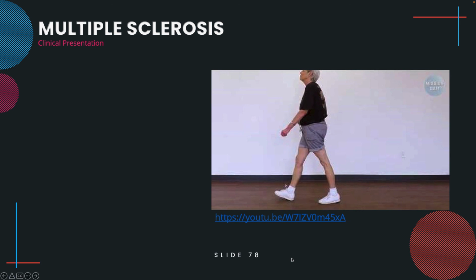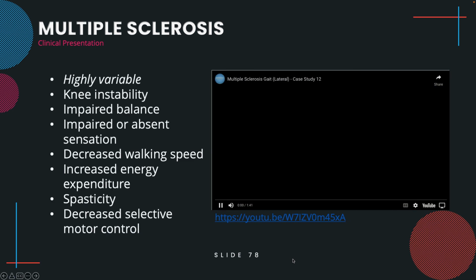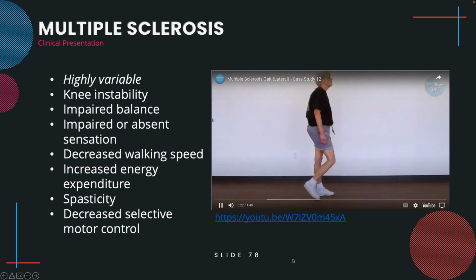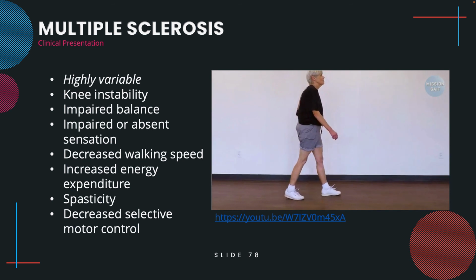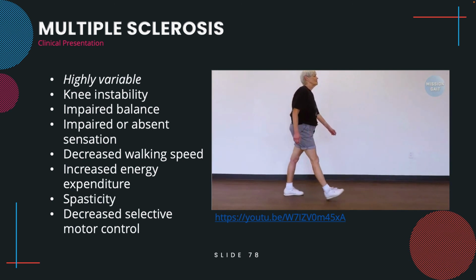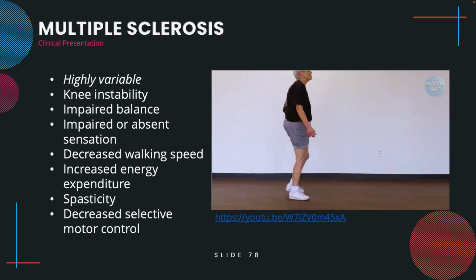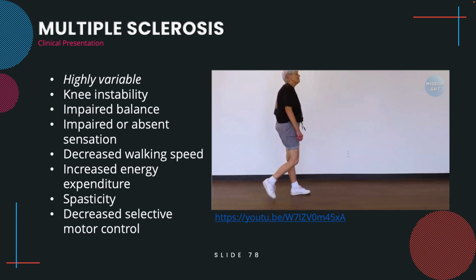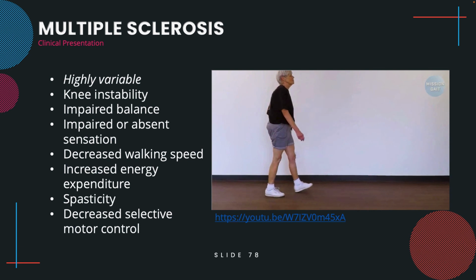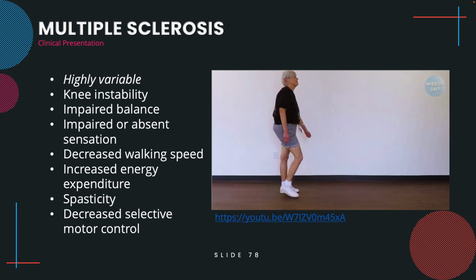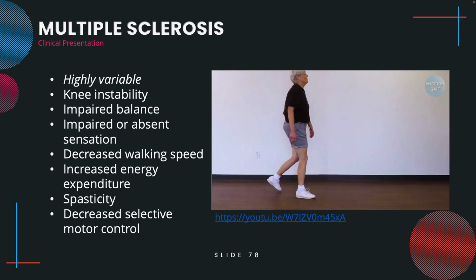So multiple sclerosis. Again, it's a motor neuron disease and extremely variable in the structures that it affects, and so it'll be extremely variable in the gait presentation that we get. But more common things to see are knee instability, impaired balance, impaired sensation, decreased walking speed, increased energy expenditure, spasticity, or decreased selective motor control.